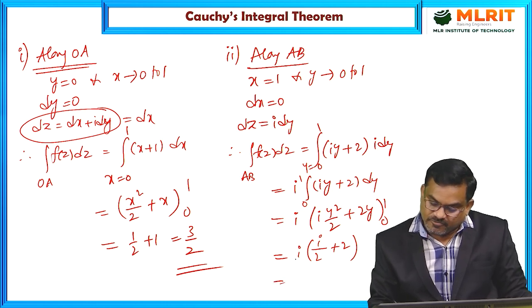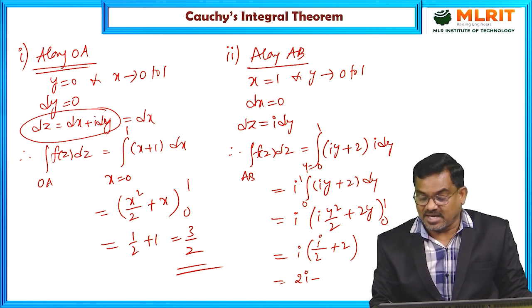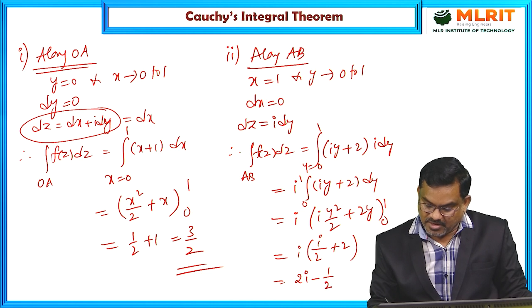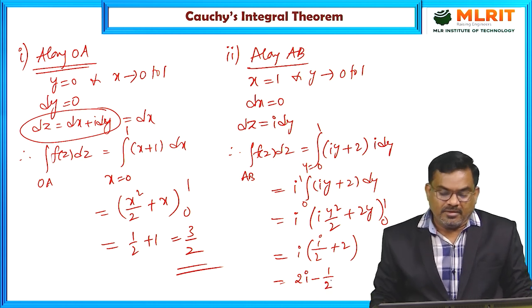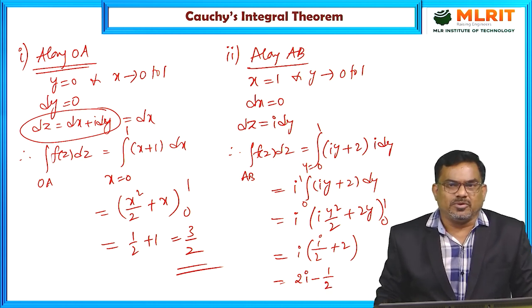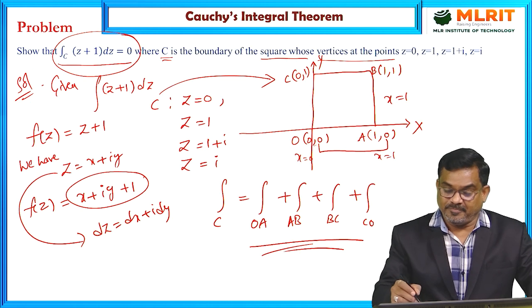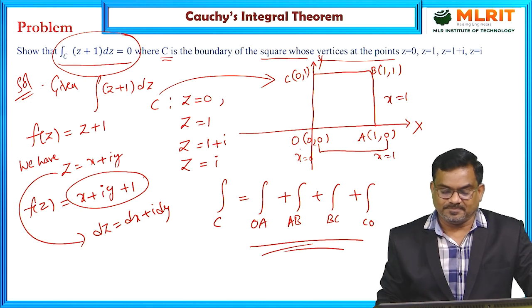Now, by multiplying with i, the answer is 2i plus i square by 2, but i square is minus 1, so (2i minus 1) by 2. Similarly, we need to evaluate the line integral along the remaining two lines, BC and CO.